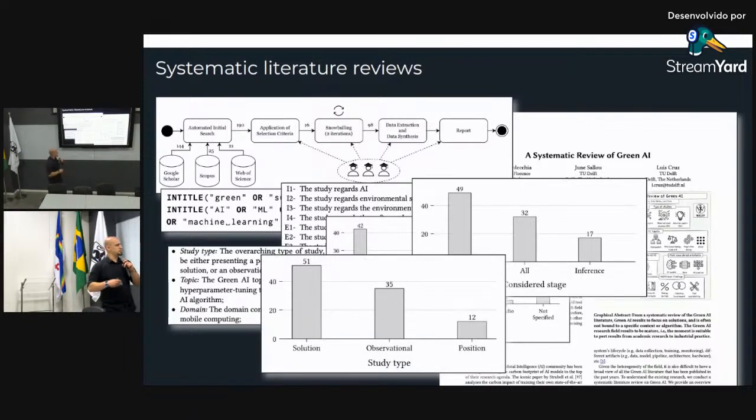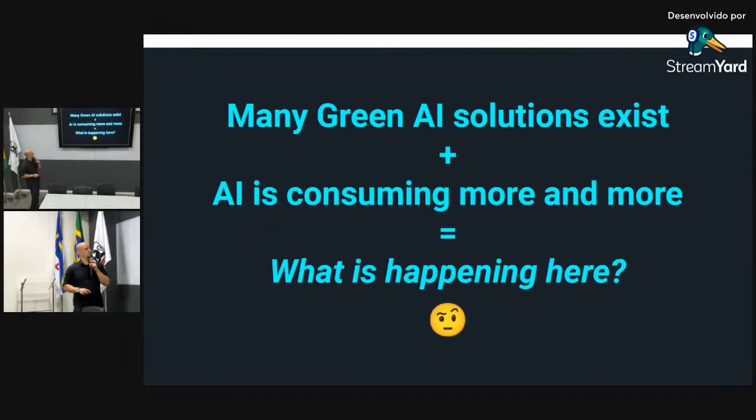And going on, for example, the type of study presented in Green AI, we have actually a lot of solution papers, which is 51. Then we have some observational studies, so they just look at how much energy it consumes, but they don't make any claim on how the problem could be solved. And then some position papers such as Green AI, we should do it, it consumes a lot, and so on. Based on these results and how we started the talk, Logic Thread would say, wait a minute. We said that many Green AI solutions exist. So this was one of the findings of the literature study.